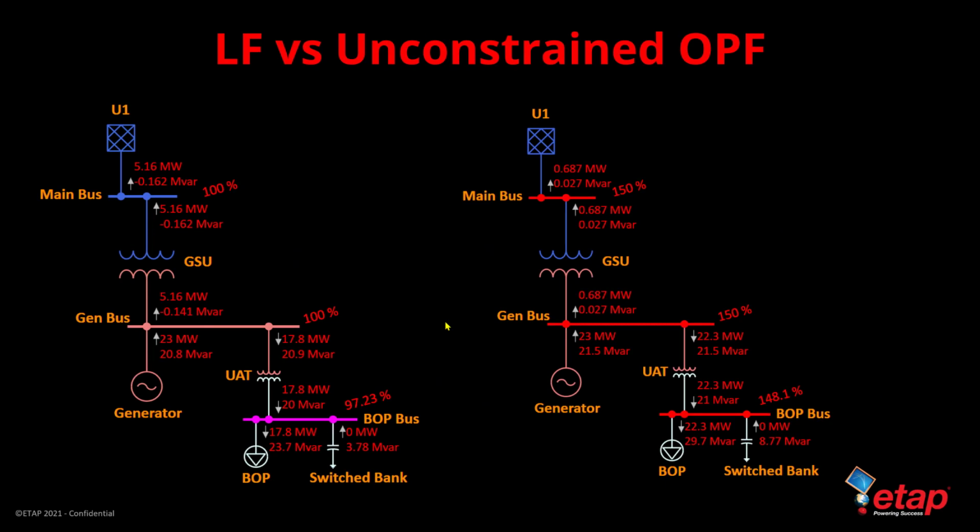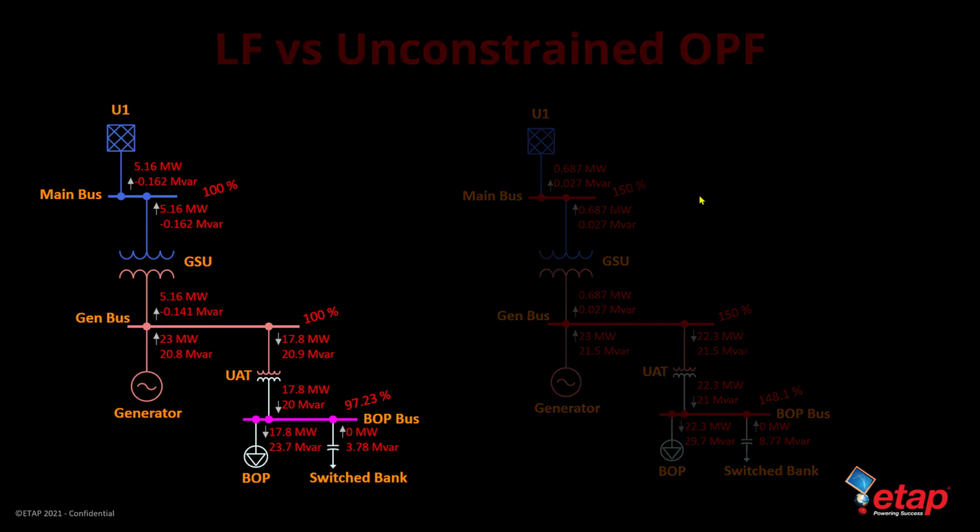Now, as we defined in the previous slides, the unconstrained OPF essentially gives us a solution that may be optimized, but without the constraints such as bus voltage constraint in this case. You can see the difference between load flow solution, where the bus voltages are 100% all the way to 97.23%, versus an unconstrained OPF solution, where we can see an optimized flow. However, the bus voltages are beyond the bus voltage limits.